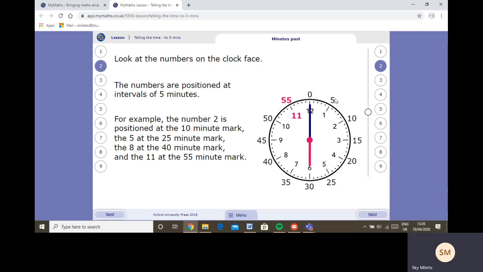1 times 5 is 5. 2 times 5 is 10. 3 times 5 is 15. 4 times 5 is 20. 5 times 5 is 25. 6 times 5 is 30. 7 times 5 is 35. 8 times 5 is 40. 9 times 5 is 45. 10 times 5 is 50. 11 times 5 is 55.